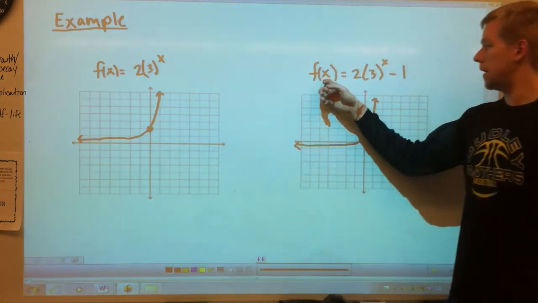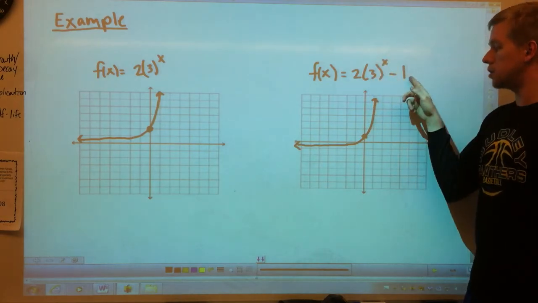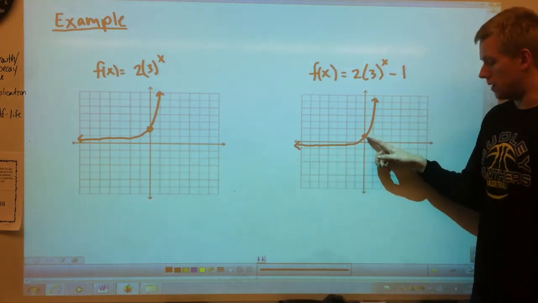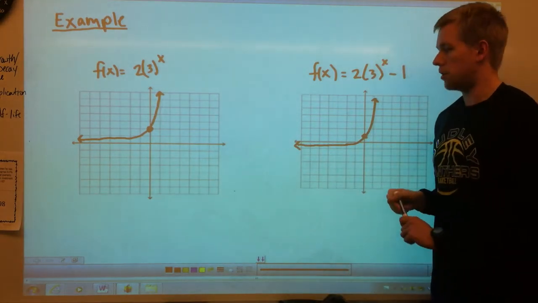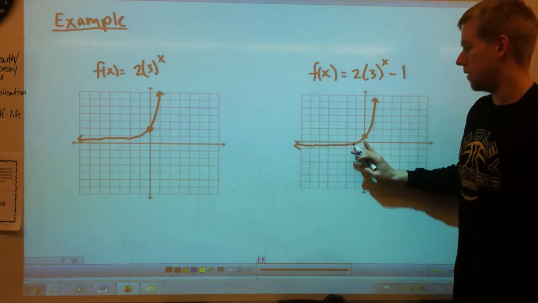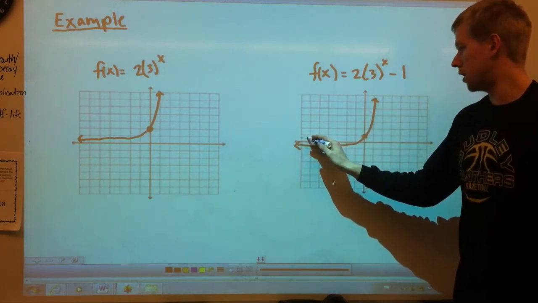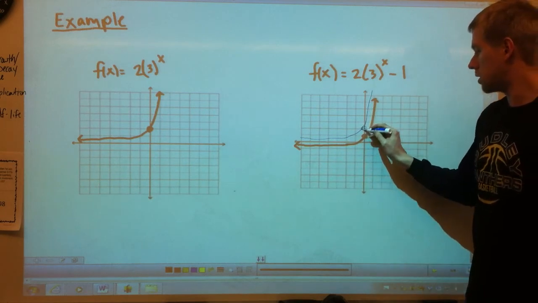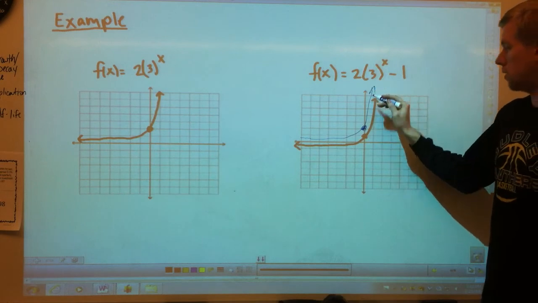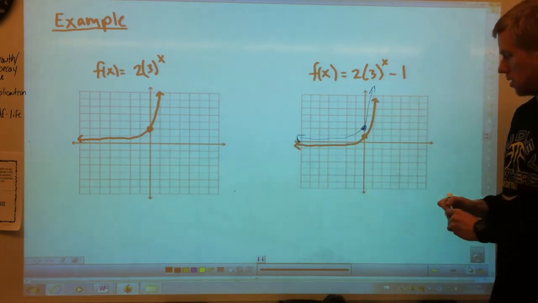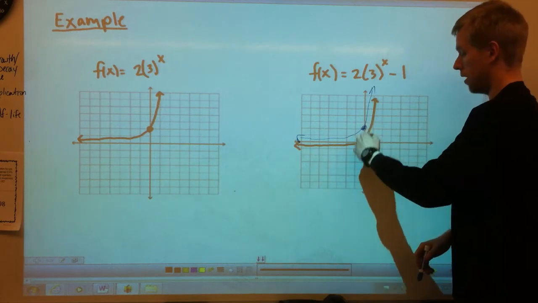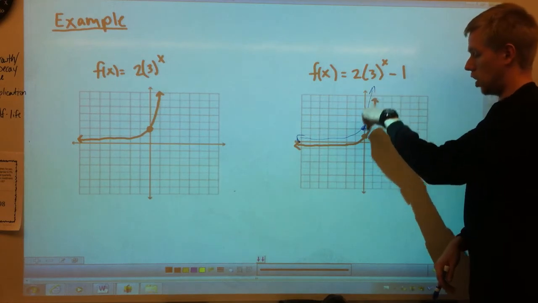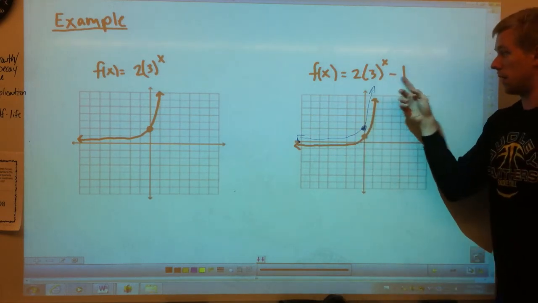But if I go to f of x equal to 2 times 3 to the x minus 1, something's going to change. Here my y-intercept was 2. Here my y-intercept is 1. Now if I draw the parent function on top of this, you'll see a difference. The parent function started up here and increased this way, where it crossed the y-axis here. Now if I compare those two, I can see that the parent function in blue is above this by 1. So from the parent function to the new function, it has gone down one space. So that's why we have the minus 1 here.